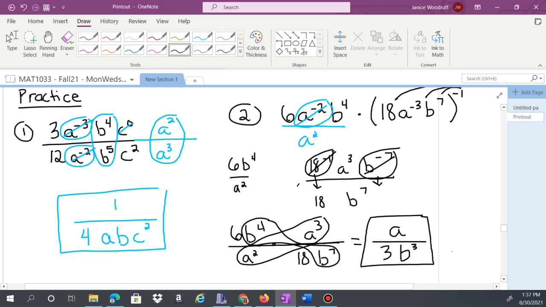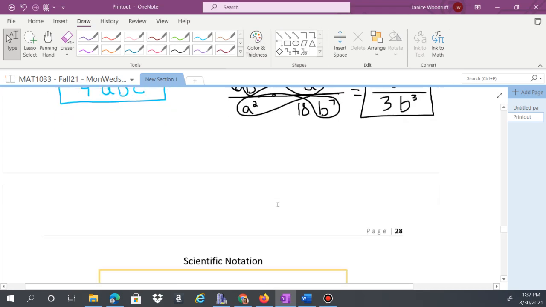All right, any questions on these? Good. Okay, let's talk about scientific notation.